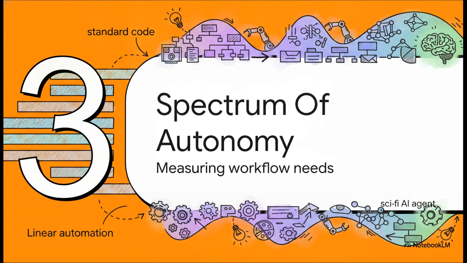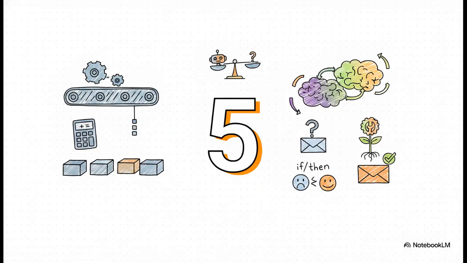Section 3. The spectrum of autonomy. How to measure a workflow's needs. You really shouldn't treat AI adoption as this binary choice, like it's either we write standard code or we unleash a sci-fi AI agent. Autonomy isn't a simple on-off switch. There are actually 5 distinct tiers of autonomy here.